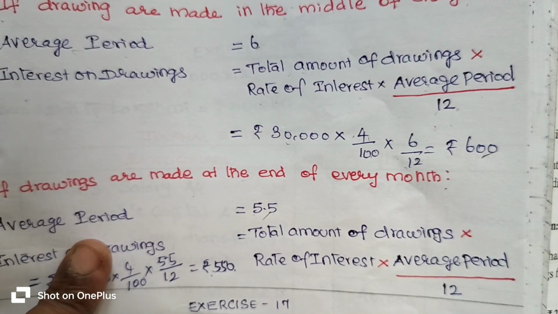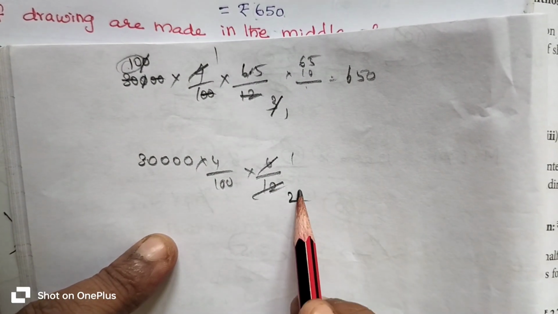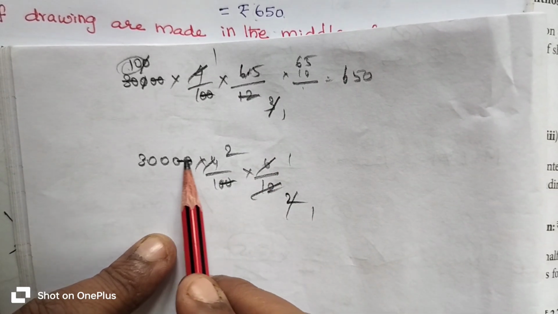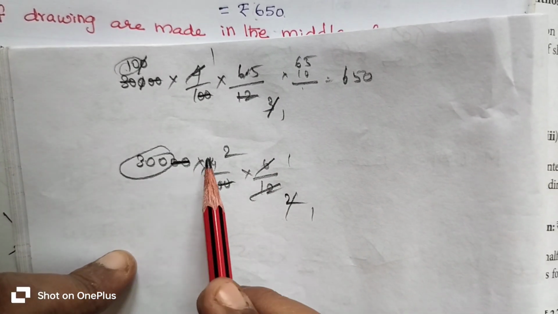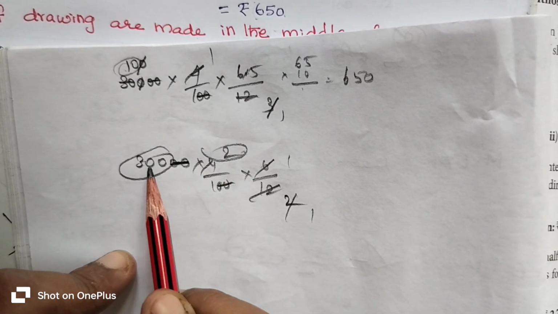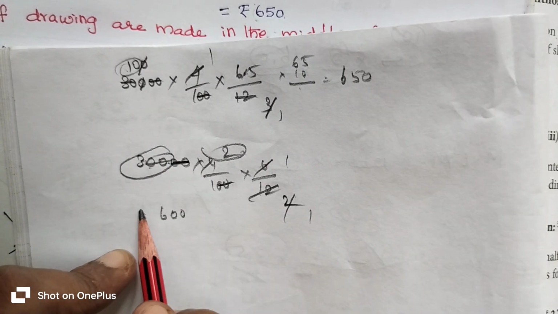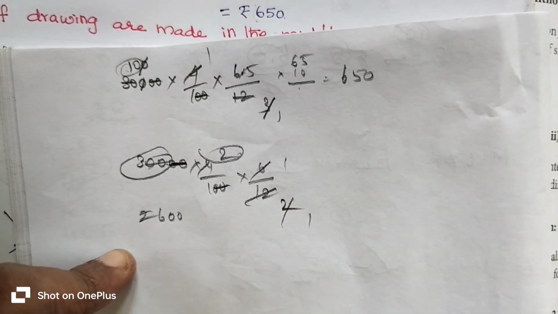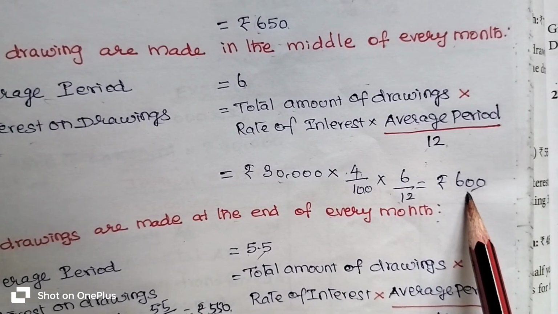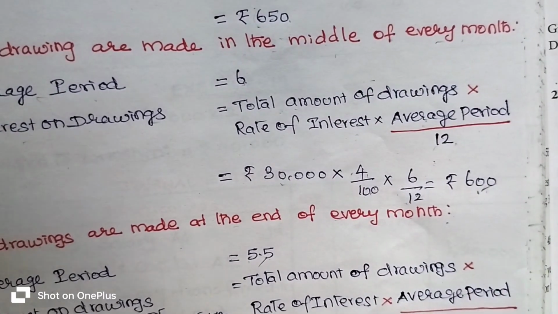Now we have to cancel it. 6 2s are 12. 1 2 is 2, 2 2s are 4. This 20 is to be cancelled for this 20. Remaining we have 300 into 2. 3 2s are 6. This 20 is to be added here. So you got 600 rupees interest on drawings in the middle of every month under the average period method.